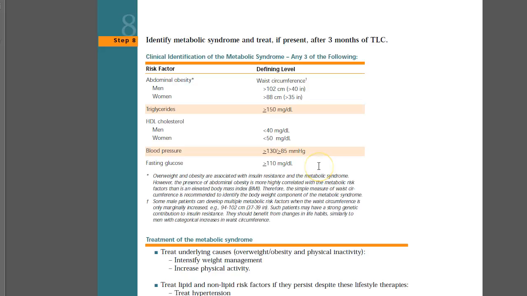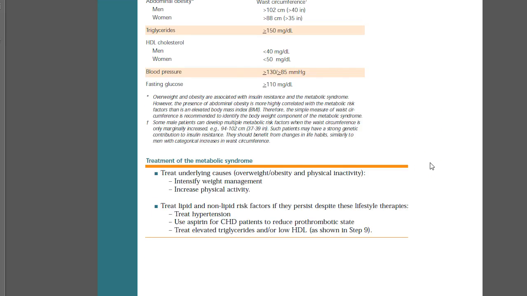So then you look at metabolic syndrome. How much have we talked about metabolic syndrome so far at this point in the semester? So of course that plays a prominent role. We should already pretty much have this down in terms of how to identify our metabolic syndrome patients.